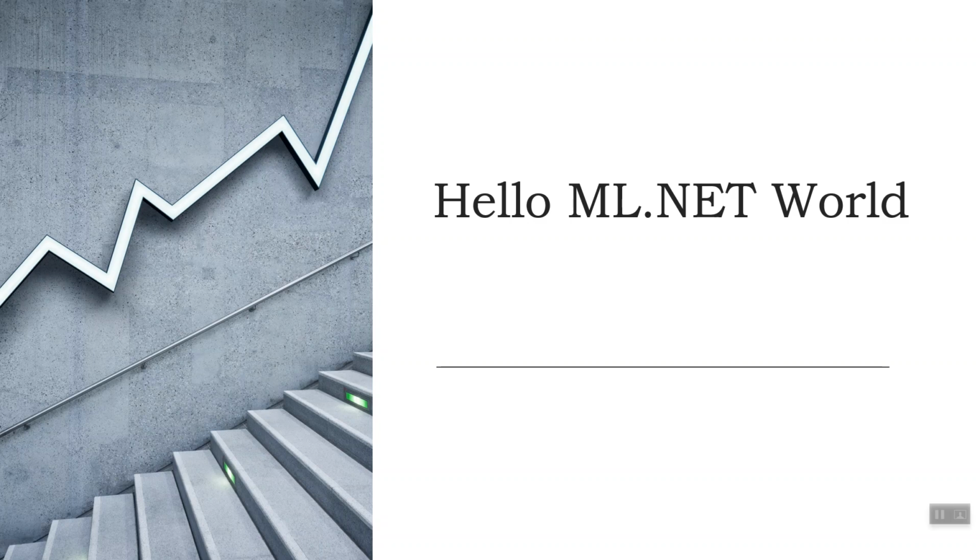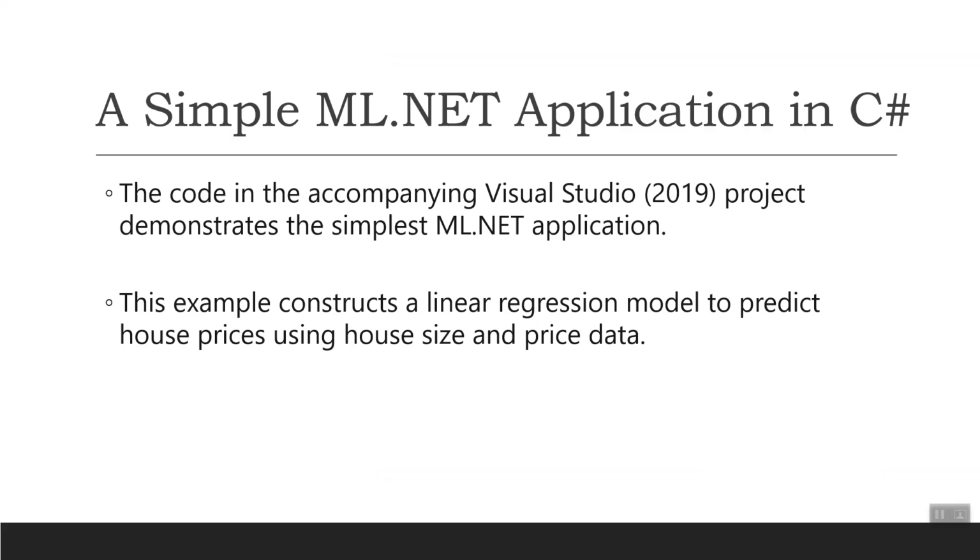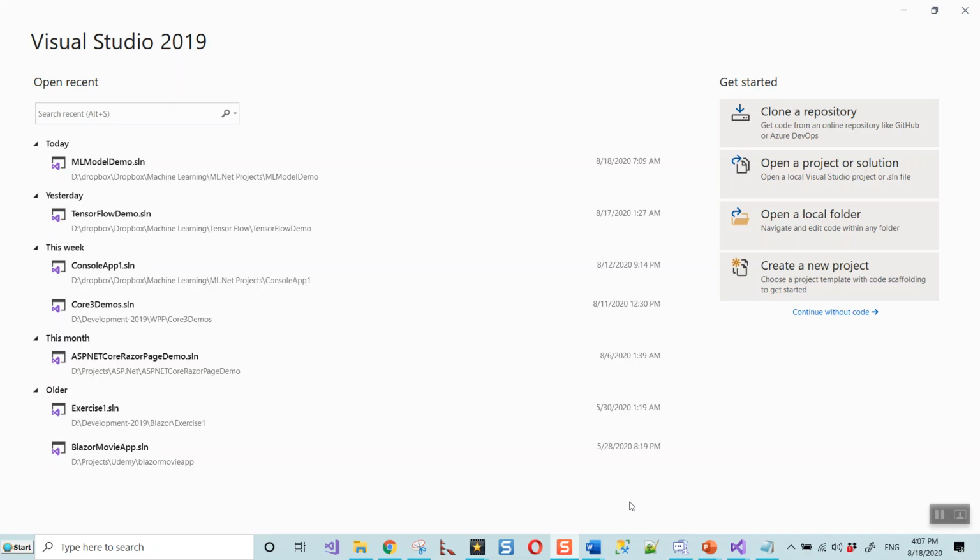Hello ML.NET world. In this video we will build a simple ML.NET application in C#, and the code in the accompanying Visual Studio project demonstrates the simplest of ML.NET applications. This example constructs a linear regression model to predict house prices using house size and price data. It is built upon Microsoft documentation whose URL will be in the description of this video. So let's flip over to Visual Studio now.